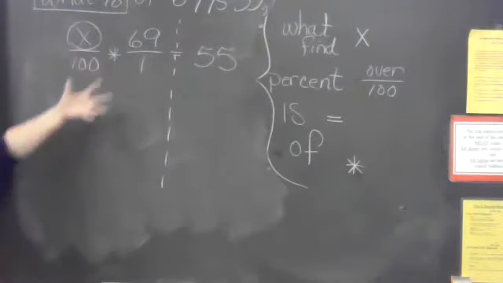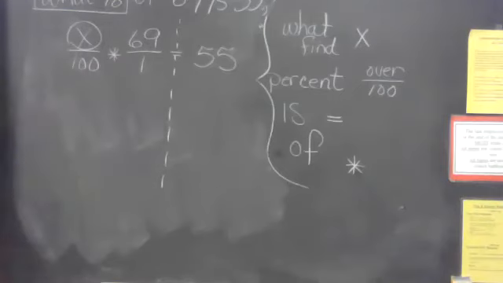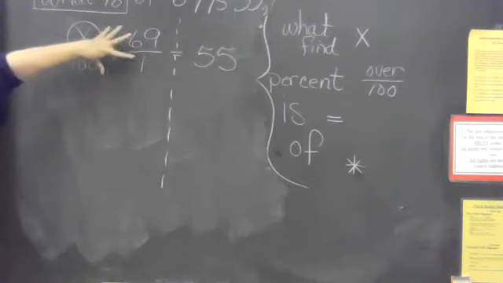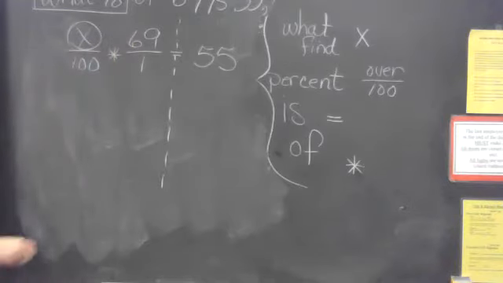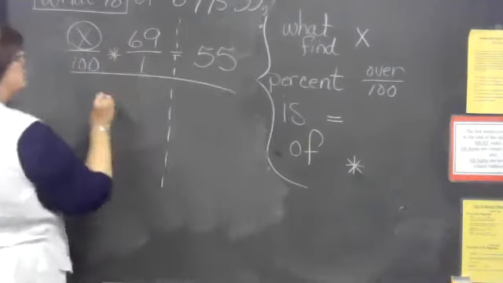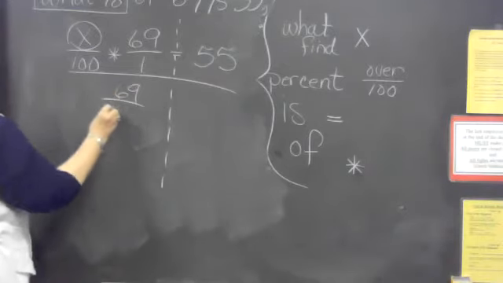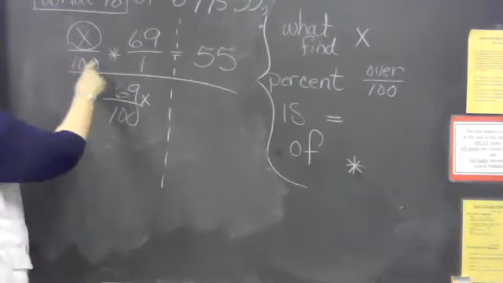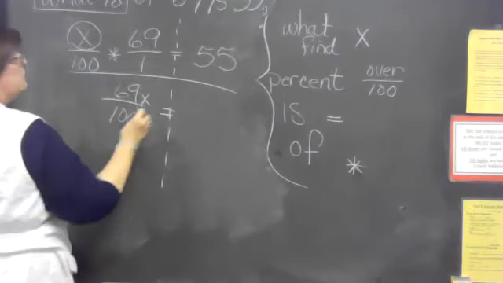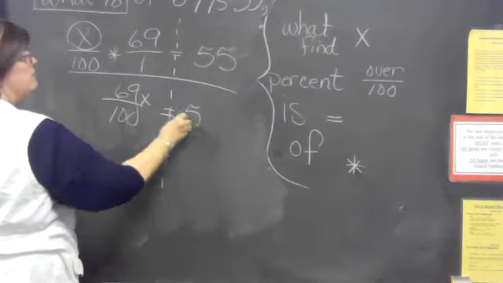There's the variable, so we're going to concentrate on this side. Now, you could start to get rid of stuff, but I like to put these together so I have just one fraction to deal with. So let's go ahead and multiply the tops and multiply the bottoms, okay? So I have 69x over 100 equals 55.